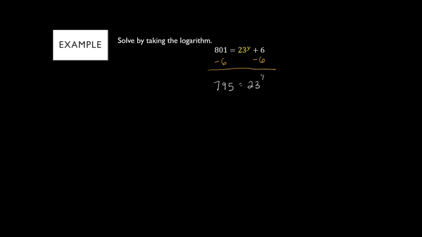So now we've got the exponential part by itself. And so you get to choose whether you want to do the log or the natural log. Anybody have a preference for this particular example? Let's do the natural log, just because that's the one I tend to use. So we're going to take the natural log of both sides. So I'm going to have the natural log of 795 equal to the natural log of 23 to the y.